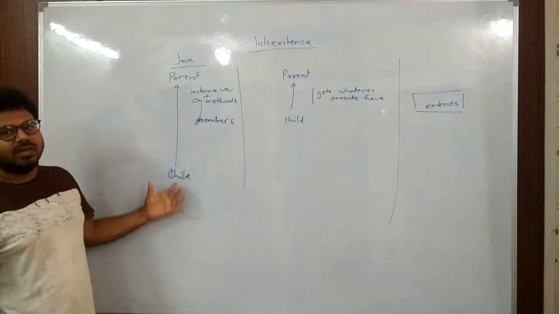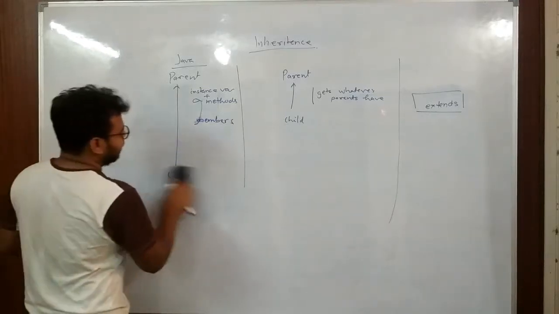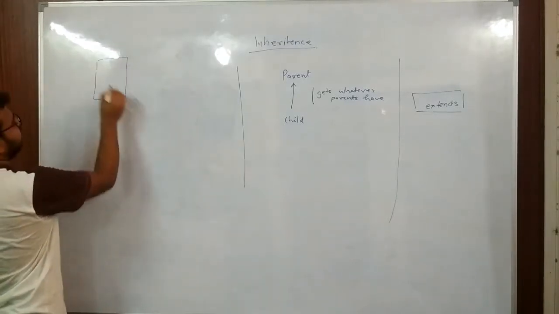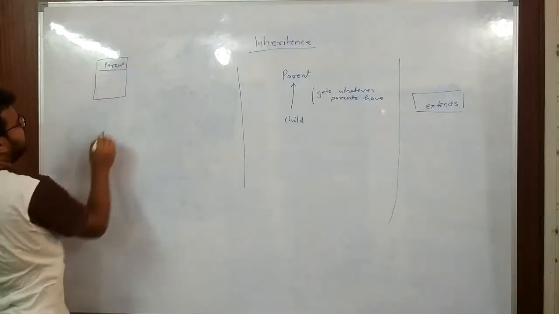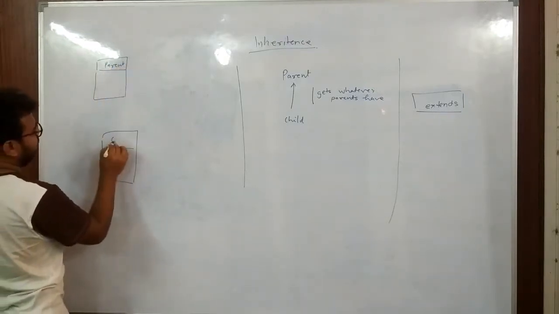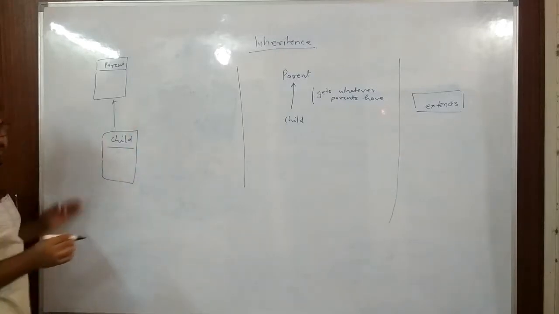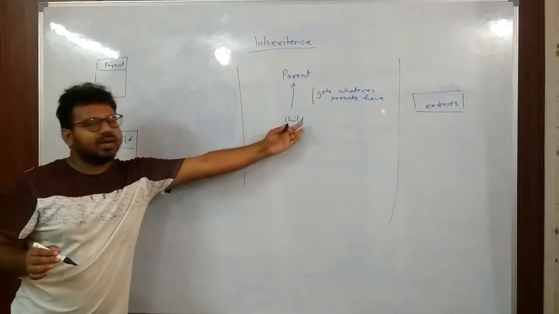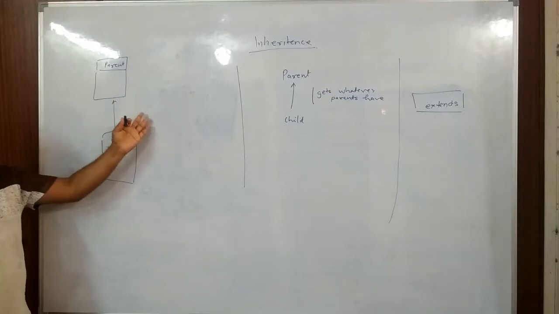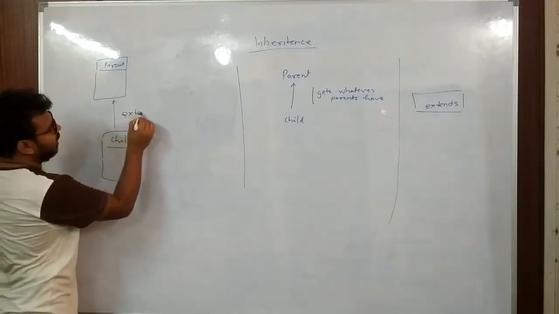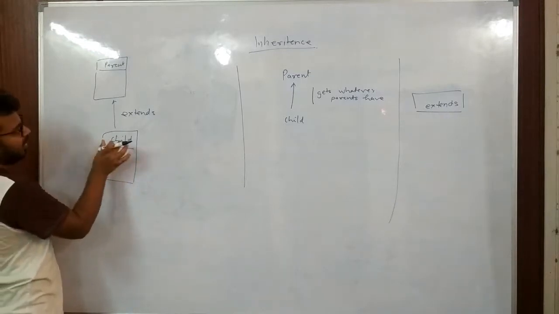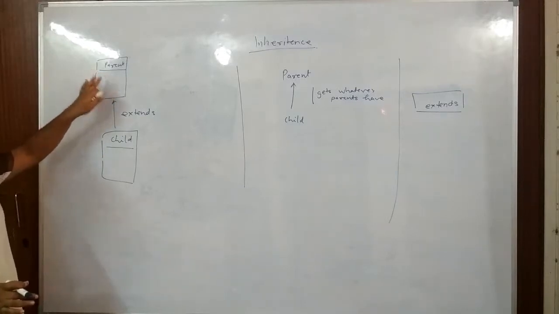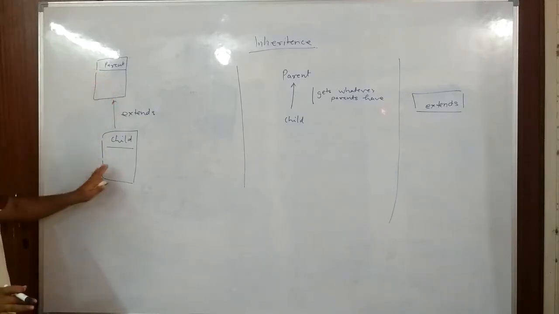So let me clarify it a bit. Here we have a parent class, and here we have a child class, and how does this class get whatever parents have, that is, how does this child get data members? So simply we write here extends. That is, when we write public class child extends parent, then this child class gets all the instance variables and all the methods in the parent class.